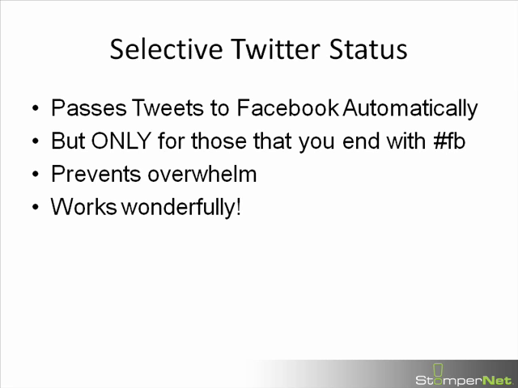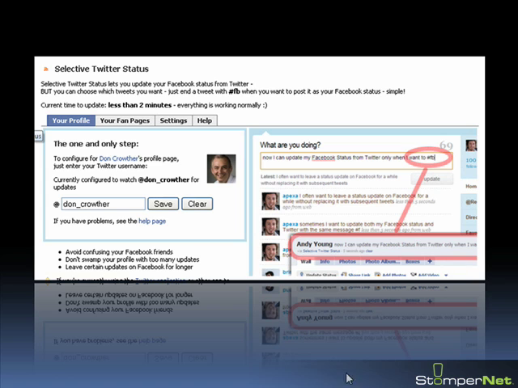What it does is it causes you to consciously think, is this tweet right for my particular audience? If it is, then just slap a #FB into it, and immediately you've passed it on automatically, and it works very, very well. This prevents overwhelm within your Twitter audience, and it works wonderfully. I've never found a problem with passing those.